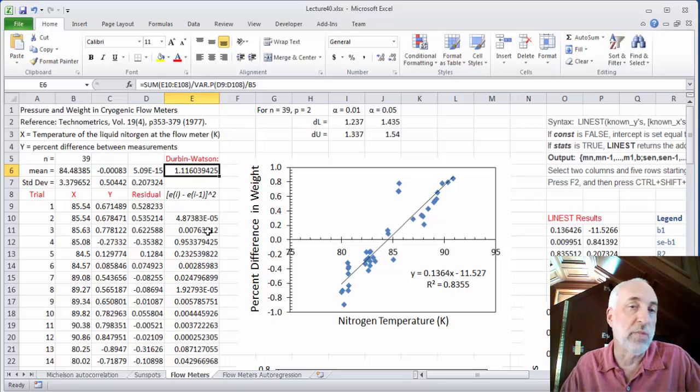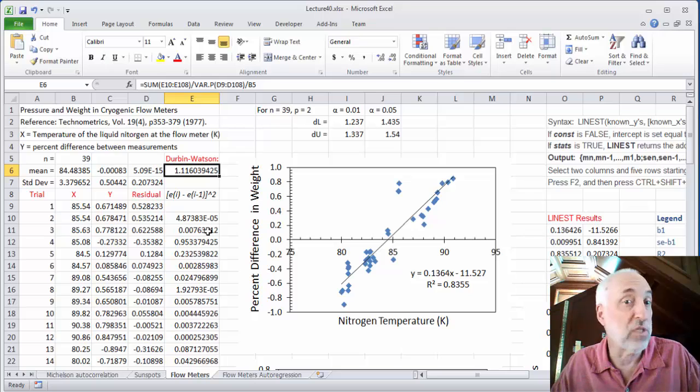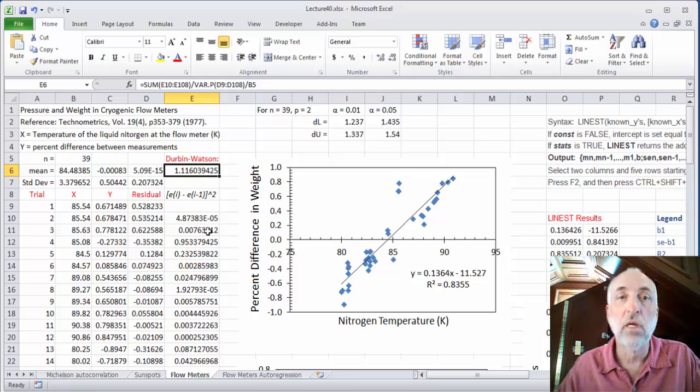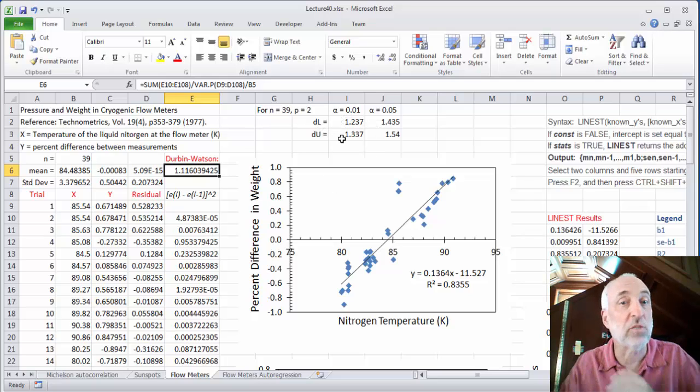A value of 0 would mean I have perfectly correlated residuals. A value of 2 means perfectly uncorrelated residuals. Numbers bigger than 2 for the Durbin Watson statistic imply negative correlation. So this is a number that's definitely smaller than 2. It's closer to 1. But is it small enough to be statistically significant? Well, to do that, we have to compare it to some critical values.